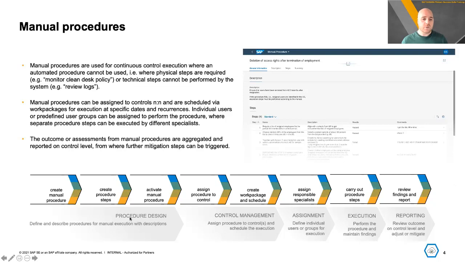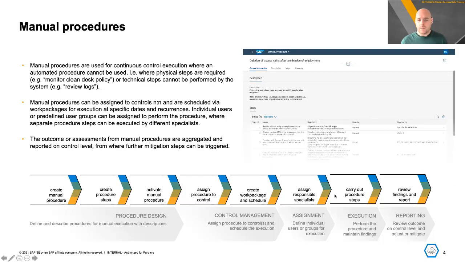And overall, you have these kind of steps. So you design the procedure, you activate it, you assign it to a control, schedule it via a work package. So we usually go with the intent that you regularly do these kind of procedures. So you schedule them and say, okay, every 5th of the month, you execute this for the last month or each quarter, something like this, and you have maybe a week or two to perform these steps before you get a reminder.